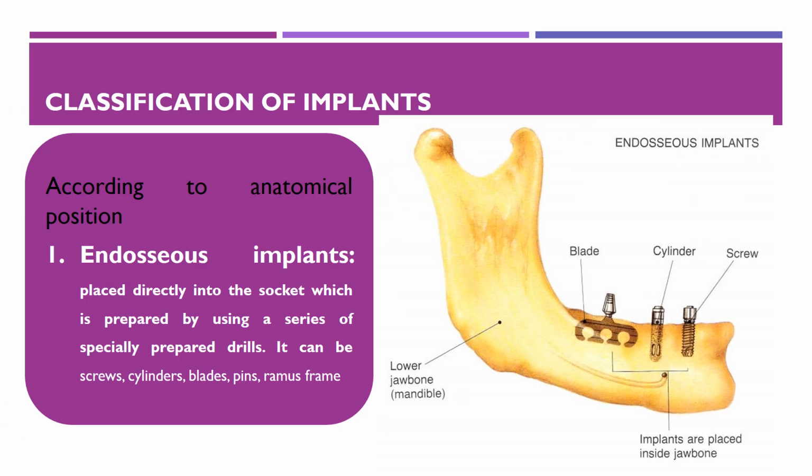So now coming to the classification of implants. We will be classifying based on different categories. The first one is according to anatomical position. It is classified into endosseous implants. Endosseous implants are implants that are placed directly into the socket, which is prepared by using a series of specially prepared drills. They can be screws, cylinders, blades, pins, ramus frames or frames. You can see that they can be of different types: blade type, cylinder type, and screw type. Mostly we will be using the screw type now.